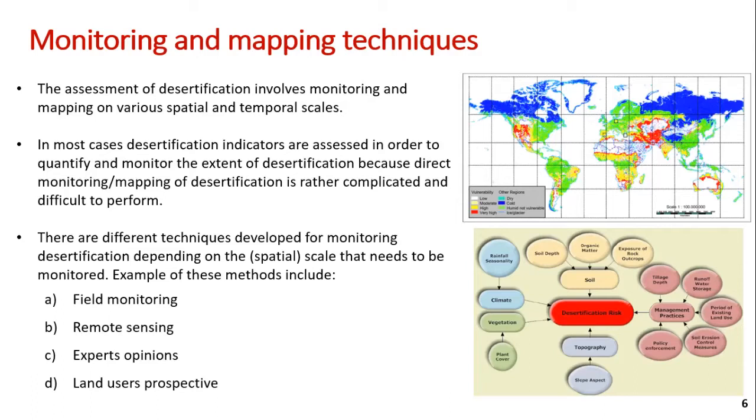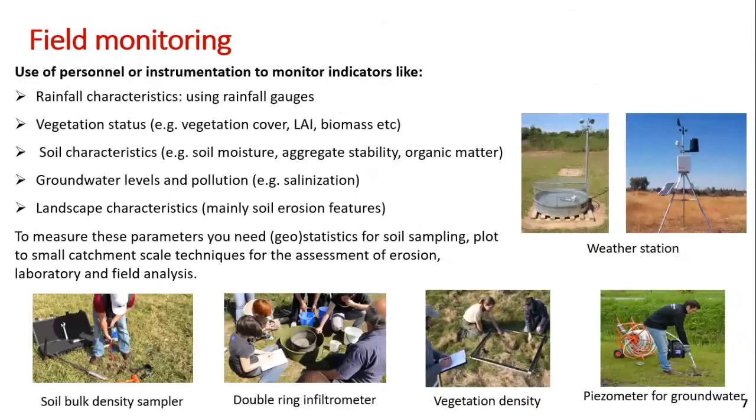There are basically four different techniques to do the monitoring, or to get the desertification into a temporal and spatial scale. By spatial scale, we mean over the area, over different places. And the temporal scale means over time, the changes over time. So we can use field monitoring, secondly, remote sensing, third, expert opinion, and fourth, land user perspective.